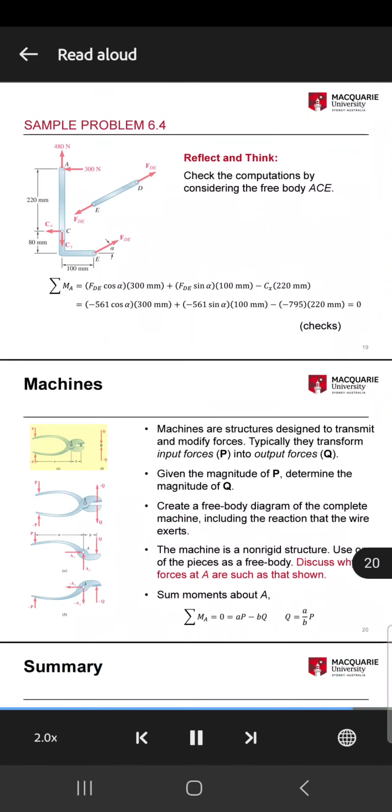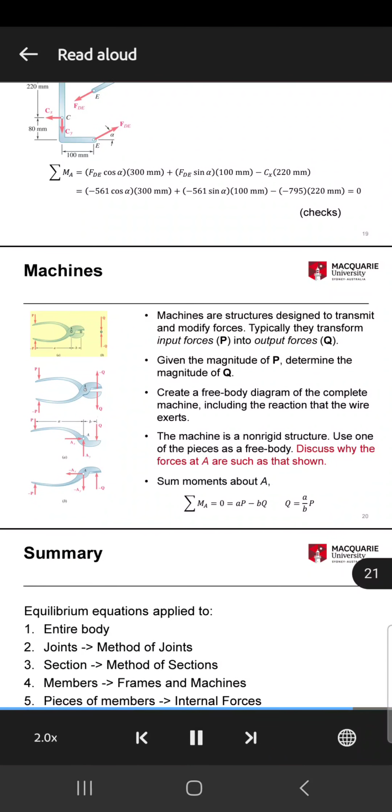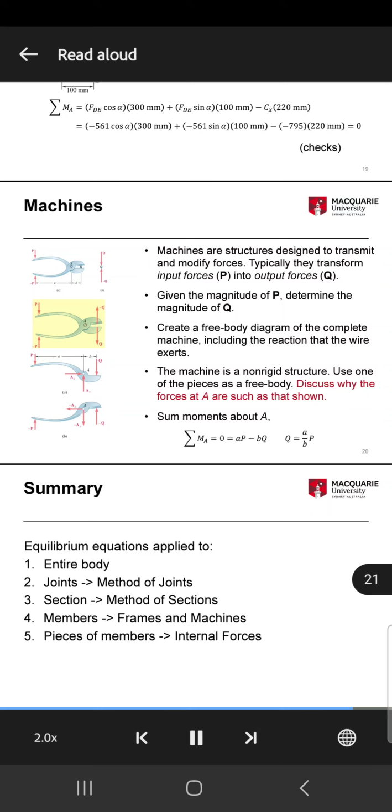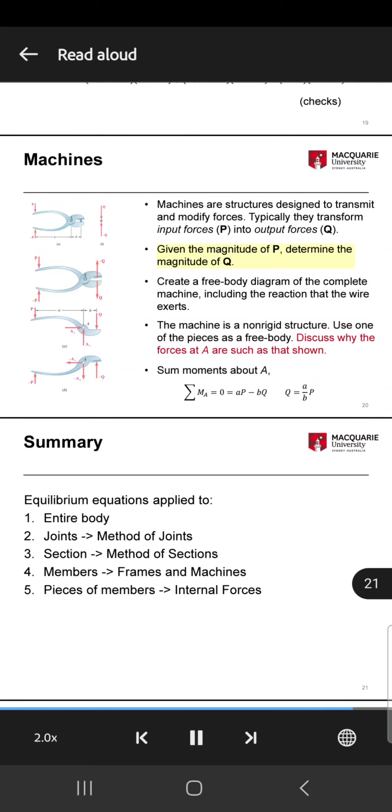Machines: input forces P are applied to the handles and the output forces Q cut the wire in the jaws of the pliers. Given the magnitude of P, determine the magnitude of Q. Create a free body diagram of the complete machine, including the reaction that the wire exerts.